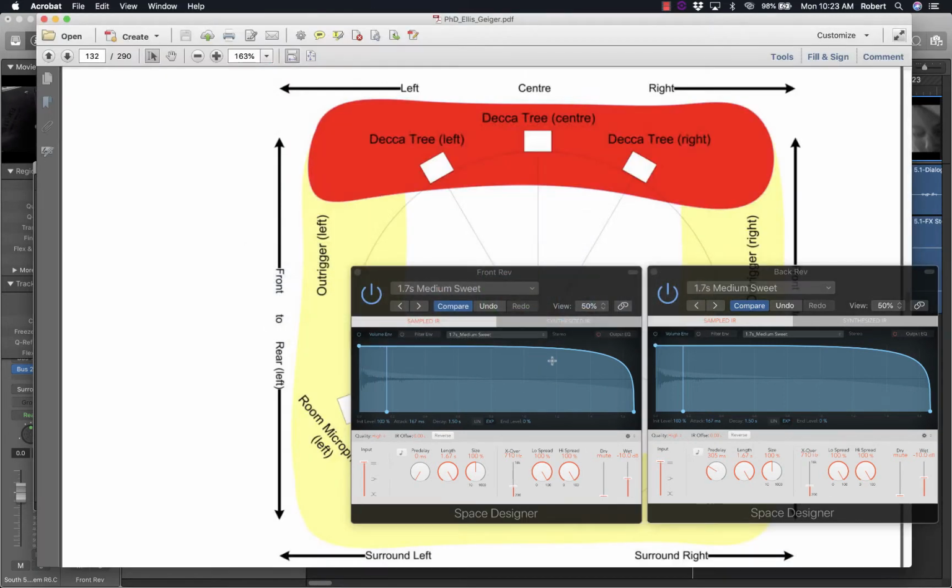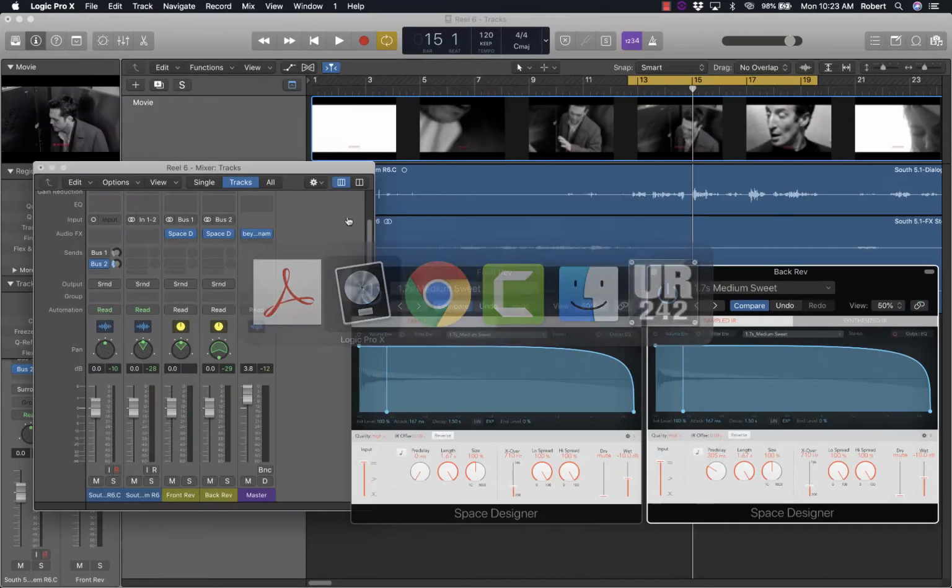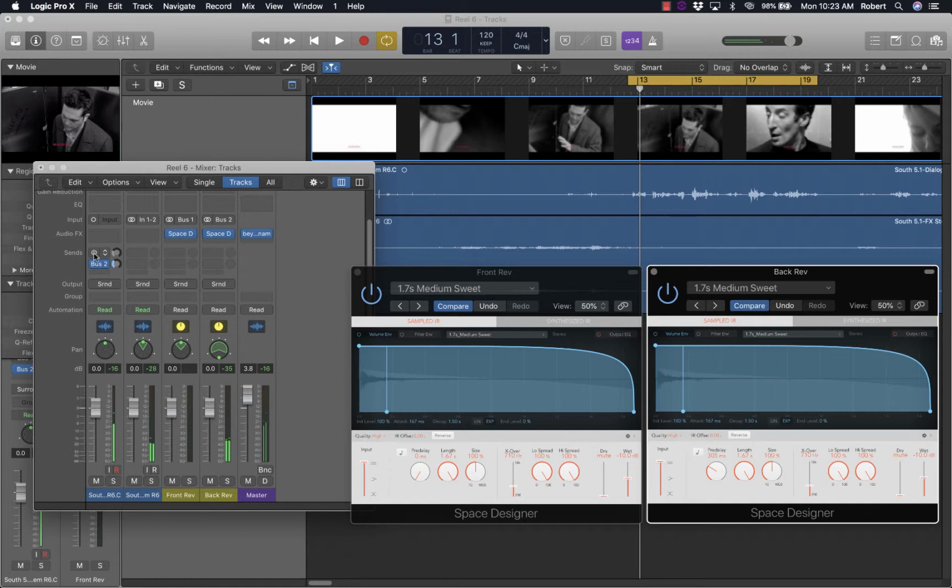So again, that's to help give the illusion of this distance from front to back. Then we balance that with the amount of send to the first processor, which is pan positioned to front, left, right.